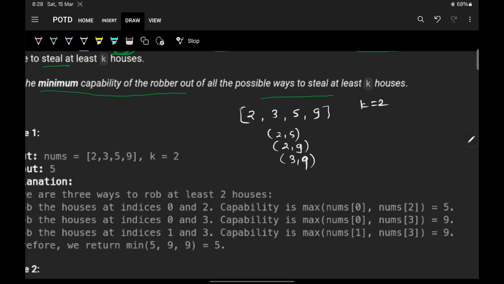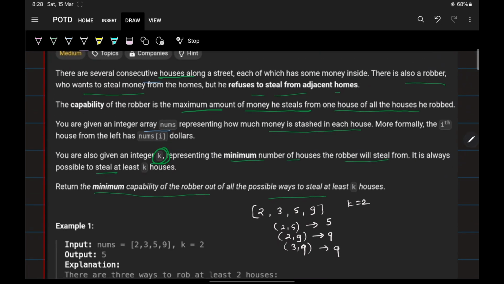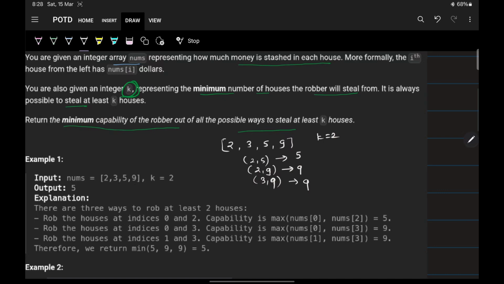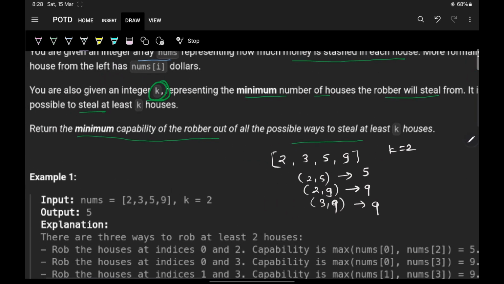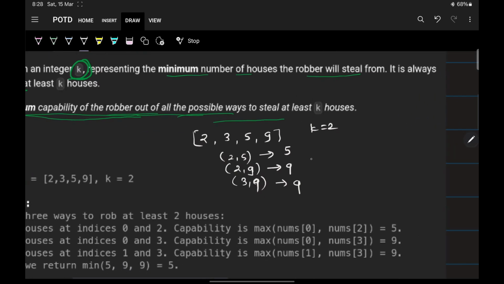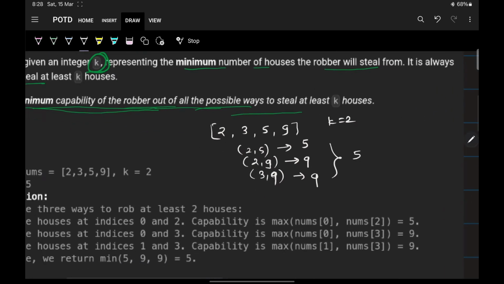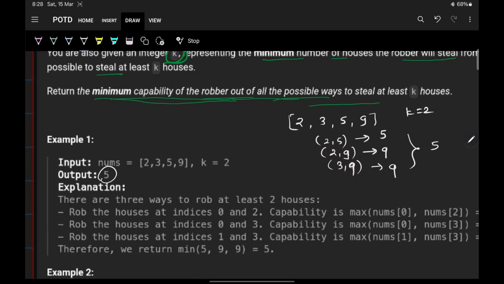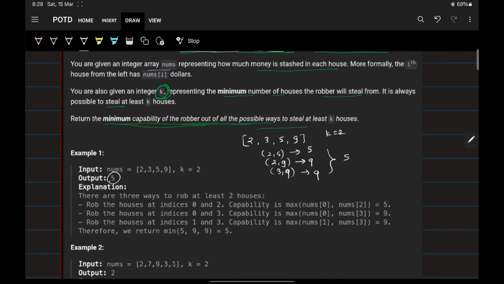And we have to return the capability of the robber. What is the capability from the first way? That is 5. From the second, that is 9. From the third, that is 9. Because the capability of the robber is the maximum amount of money he steals from one of the houses. And we have to return the minimum capability of the robber out of all possible ways. Minimum. So what is the minimum of these? The minimum is 5. So 5 is our answer. That is what is given, and this is what we have to find.